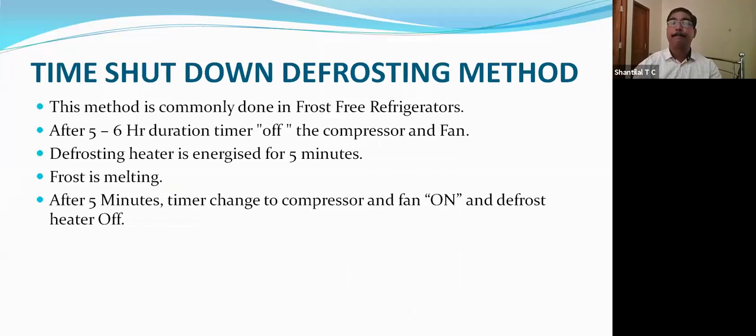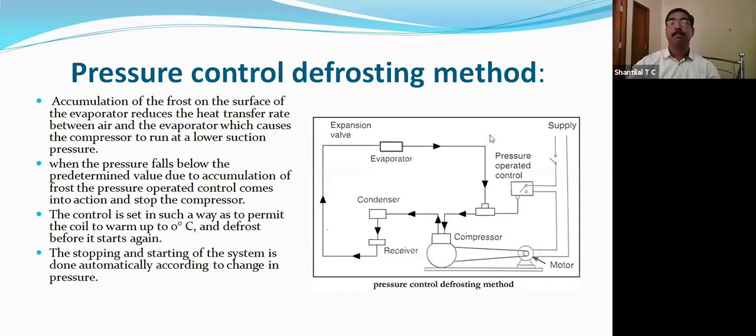Another is the pressure controlling defrosting method. This is used in large plants. Here a pressure controlling device will be there: a low pressure cutout. This is the compressor, and this is the condenser, receiver, expansion valve, evaporator, and suction line. In the suction line, a pressure operating control will be there. That means the LP cutout, low pressure cutout, and it is connected in series to the electrical motor.